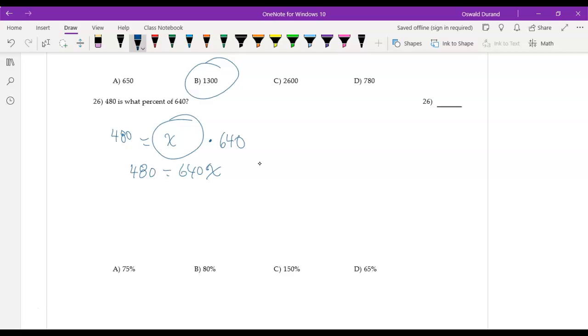Okay? So let me write this as 480 equal to 640X. Right? And to solve for X, you need to divide both sides by 640. And that means that X is equal to 48 over 64. And divide that, and I get X is equal to 48 divided by 64. That's 0.75.